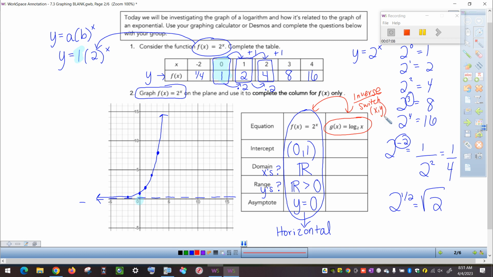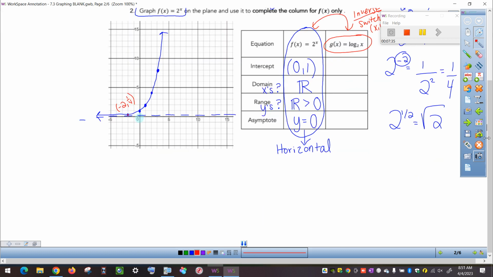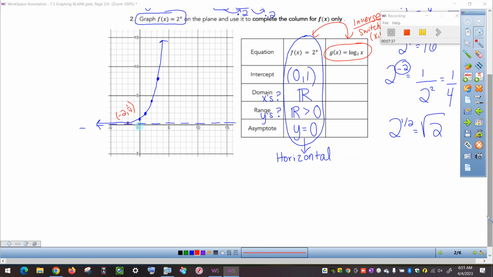So if I were to identify just one point here on the graph, actually, let's do 2 of them. Let's look at 2 of them together. So I'm going to start with this one over here. The ordered pair for that point is -2, 1/4. If I were to switch the x and y, it turns into the point 1/4, -2.